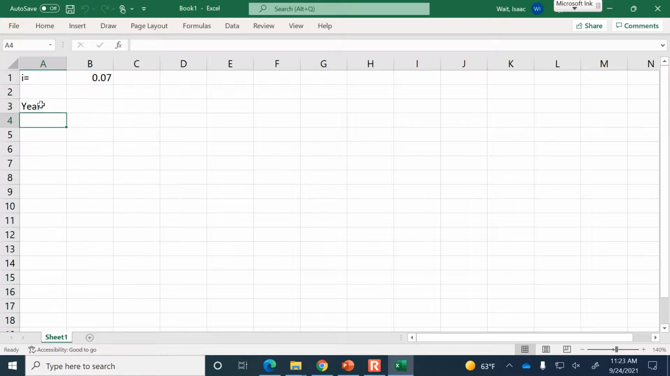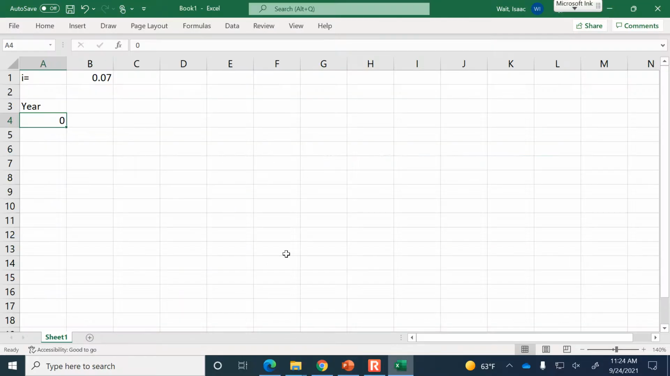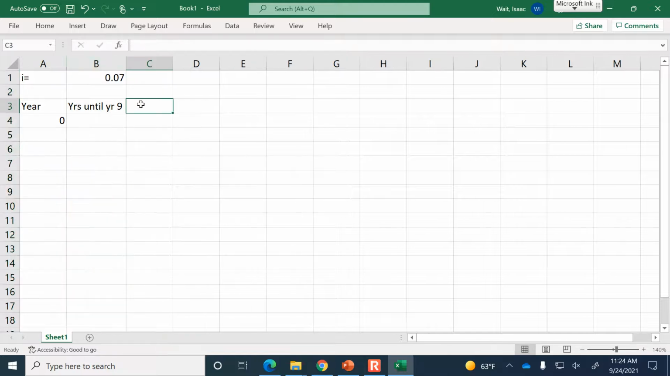So for example, when you're at year 0, you don't want to compound the amounts 0 years into the future. The amount that's at time 0, if we just briefly go back here, you can see this $220 million at time 0, we want to compound it 9 years to the future. We don't want to compound it 0 years to the future. So there's going to be a secondary time column we're going to call years until year 9. And then there's going to be amount, future value of amount, and both of those are going to be for option A.